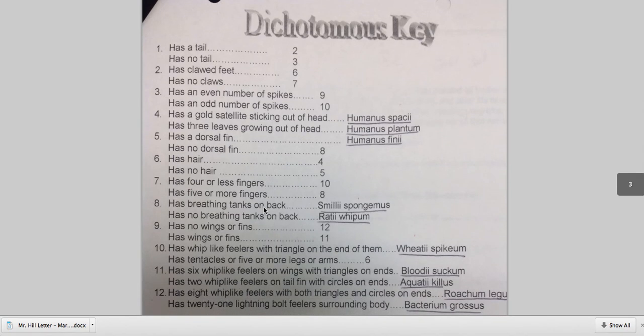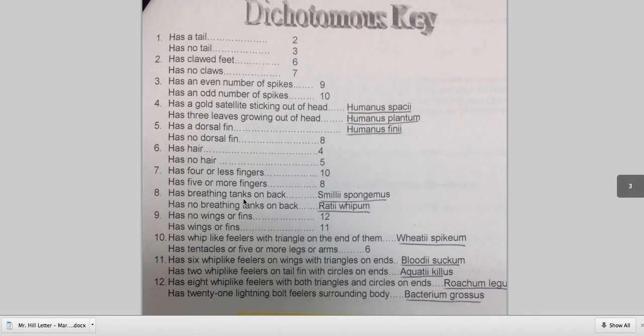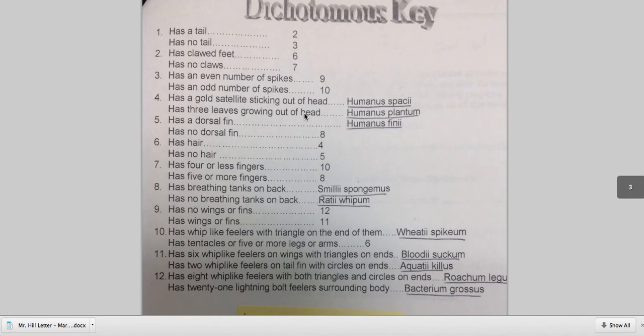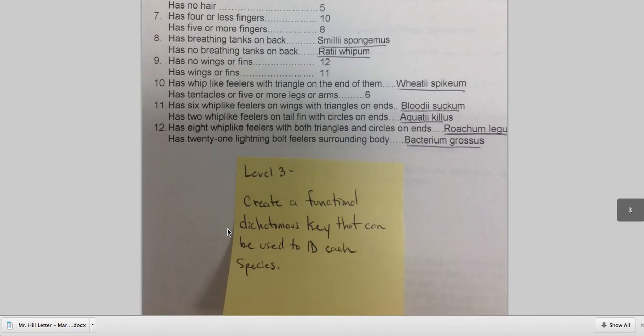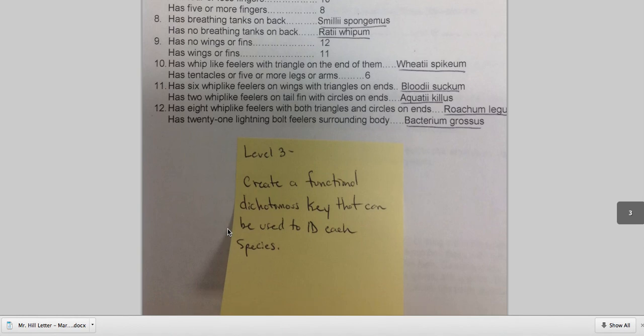Level 3 is you need to create a dichotomous key. Use the examples that I've provided for you as a way to help you make these. You're going to pick out distinguishing characteristics, like has a tail, has no tail, and use those distinguishing characteristics to help me identify those species that you've identified and named. When you're done, make sure that somebody else reads it, uses it, and make sure that it works. Here's an example of the dichotomous key that I made when I was your age. That is what you're going to do for a level 3.